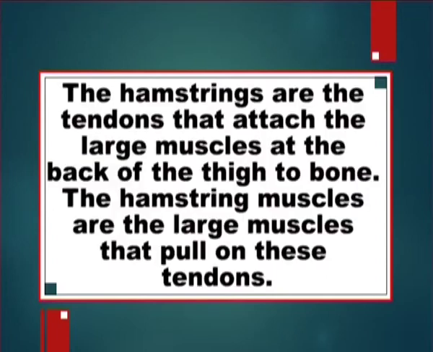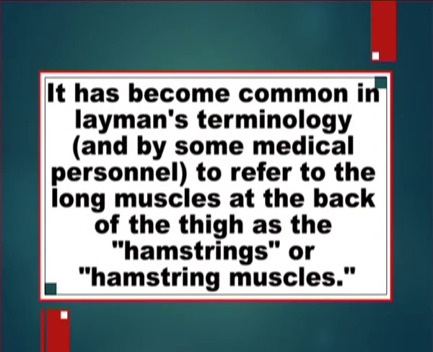Hamstring group. The hamstrings are the tendons that attach the large muscles at the back of the thigh to bone. The hamstring muscles are the large muscles that pull on these tendons. It has become common in layman terminology and by some medical personnel to refer to the long muscles at the back of the thigh as the hamstrings or hamstring muscles.